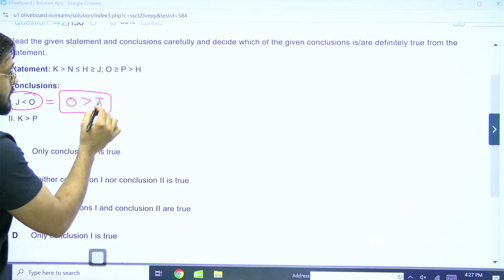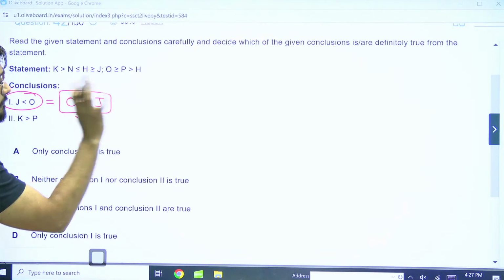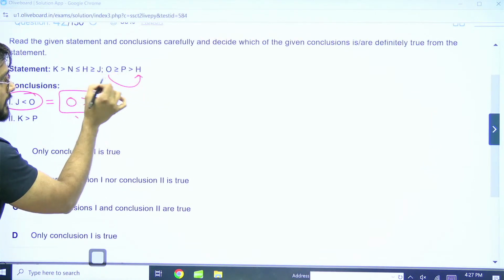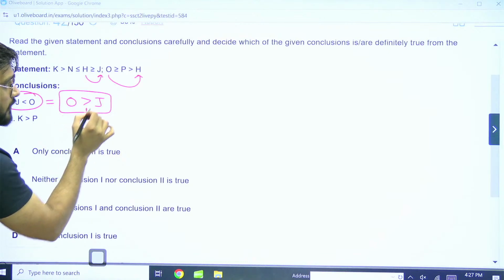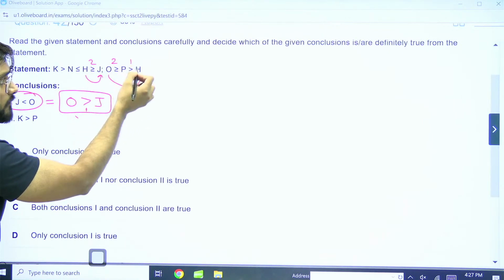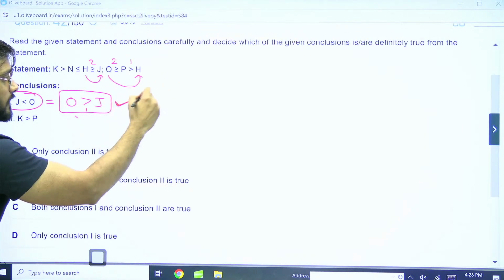Okay. So while moving from O to J, all the symbols should face towards O. O to H, all symbols facing towards O. Then H to J, all symbols facing towards H. The symbol is of first priority. I can see second priority, first priority, second priority. Out of 2 and 1, what will you choose? You will choose the first priority. Hence, the conclusion number 1 is true.